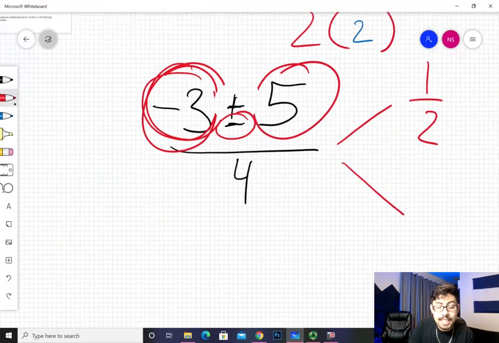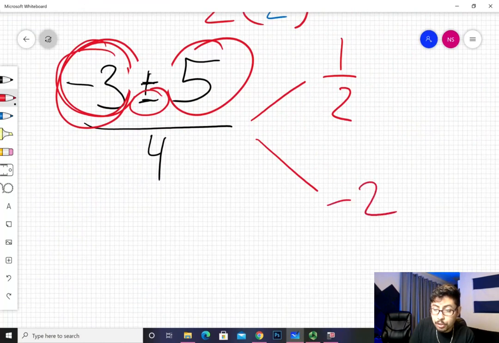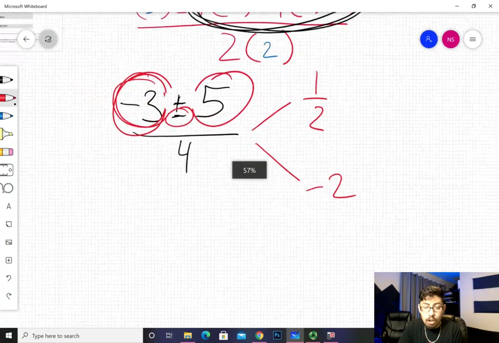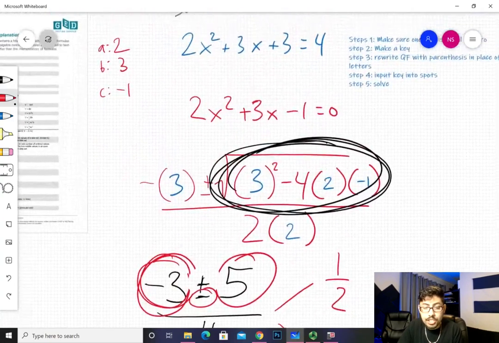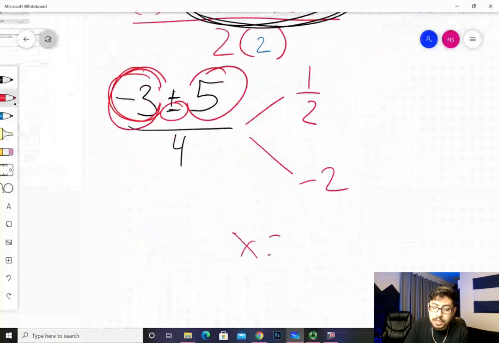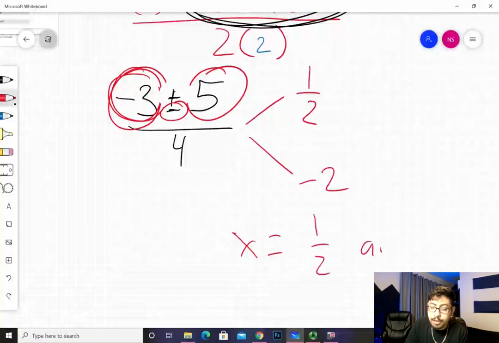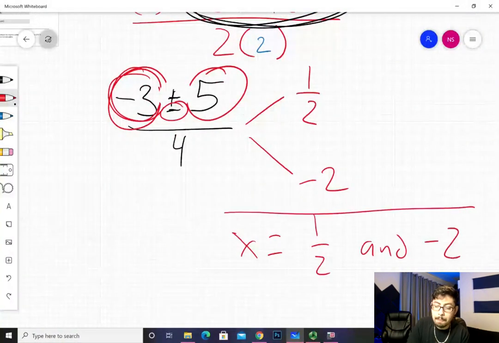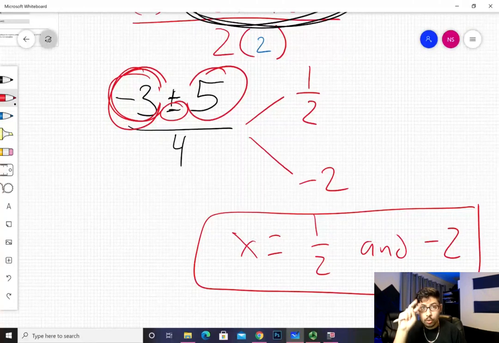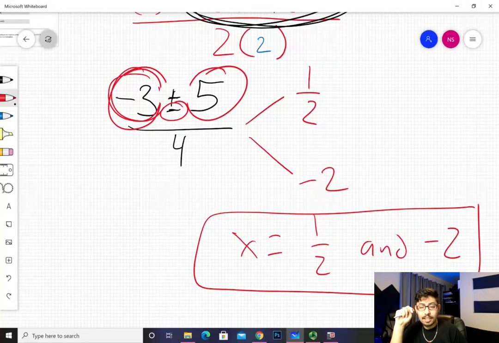And what do we get for our second answer? We get a -2. And just like that, when they ask you the question, solve the following quadratic equation, or solve for x, you can say x equals 1/2 and -2, because there are 2 values for x. That's the other difference between a quadratic equation and a multi-step equation. It always gives you 2 answers at the end.